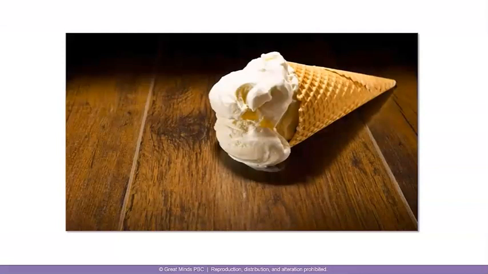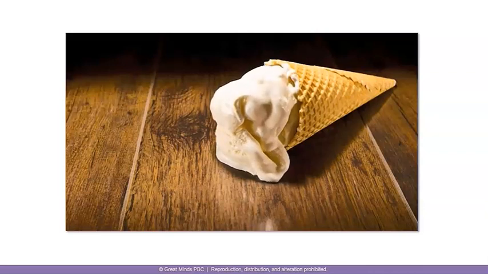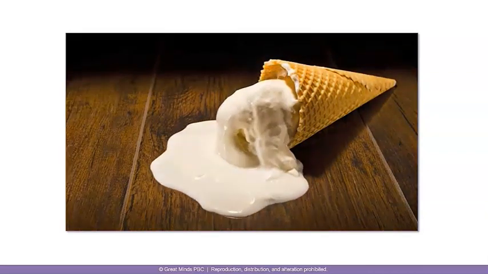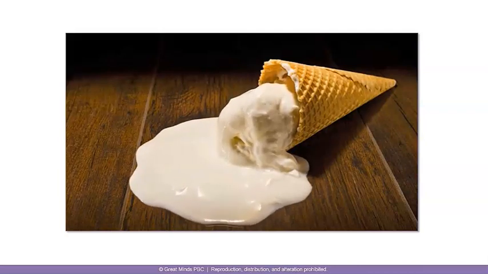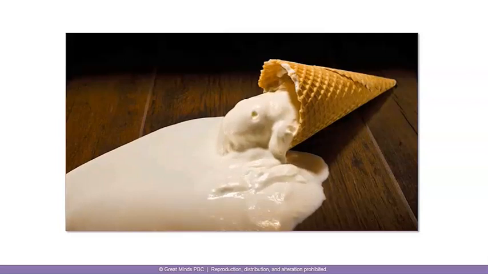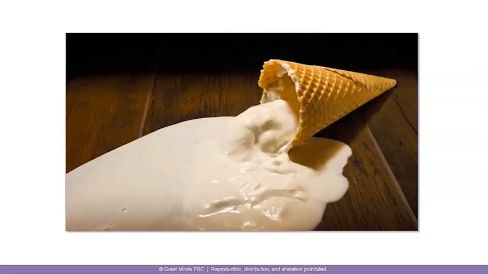Who wants ice cream? I do. Oh no, my ice cream cone. What is happening? Did you say the ice cream is melting? That's right. The ice cream is melting all over the table.